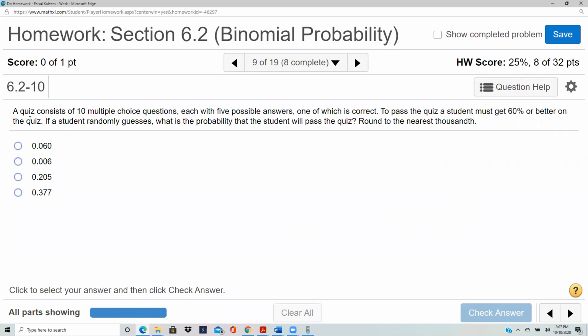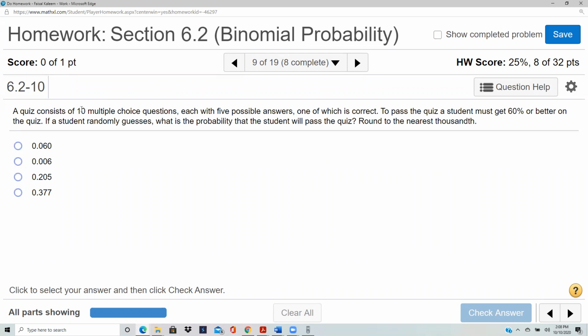So now you see it's a word problem. A quiz consists of 10 multiple choice questions, each with 5 answers, one of which is correct. To pass a quiz, a student must get 60% or better on the quiz. If a student randomly guesses, what's the probability that the student will pass the quiz? 60% or better means that out of 10 questions, you have to get 6 or more correct.